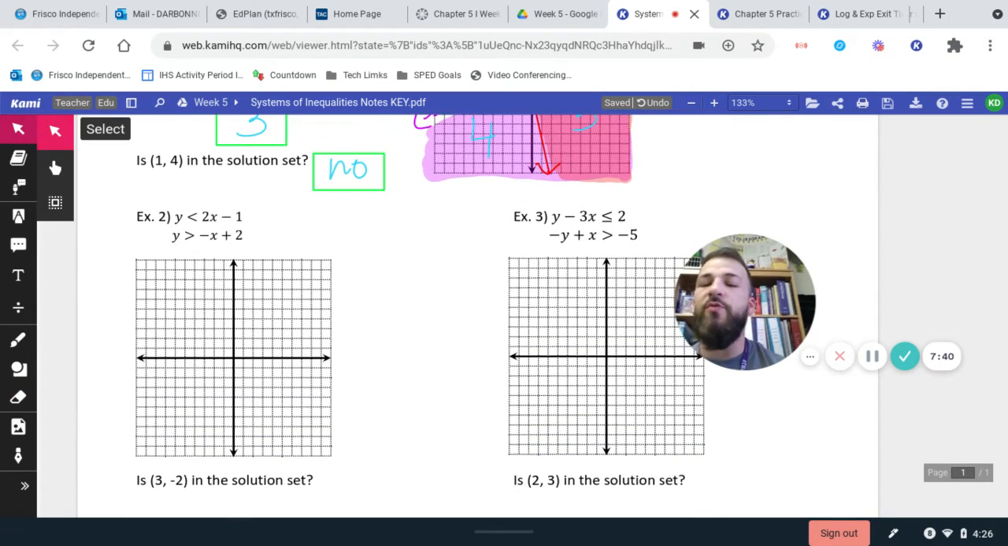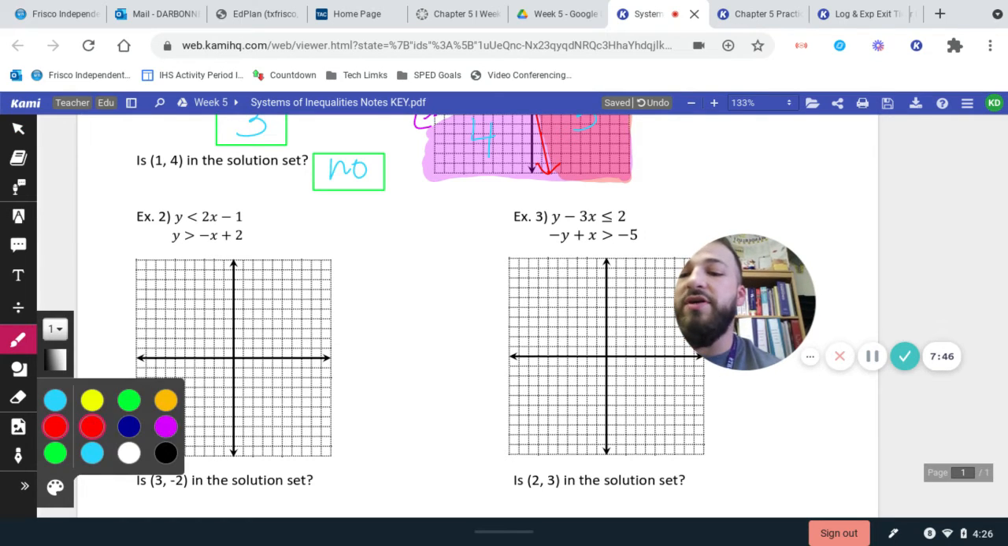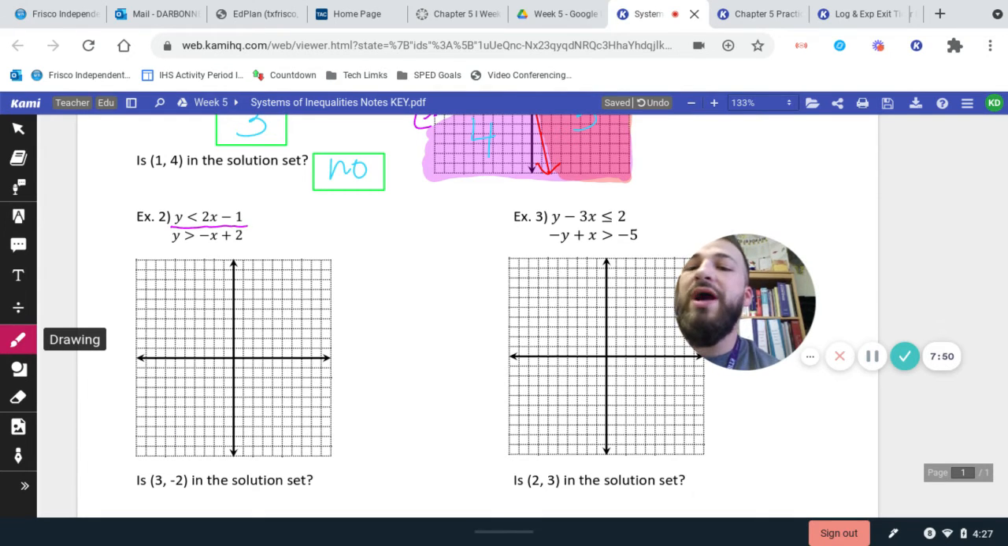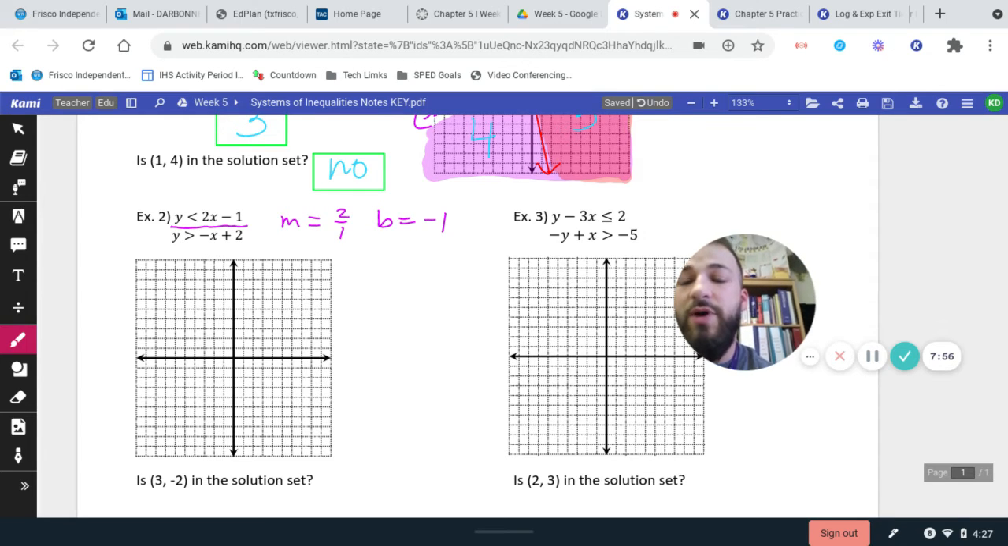So number 2, we have y is less than 2x minus 1 and y is greater than -x plus 2. So we'll start with our first one. Y is less than 2x minus 1, so m is equal to 2 over 1. B is equal to -1. So -1 right here on the graph, 2 over 1, so we're going up 2 and to the right by 1.